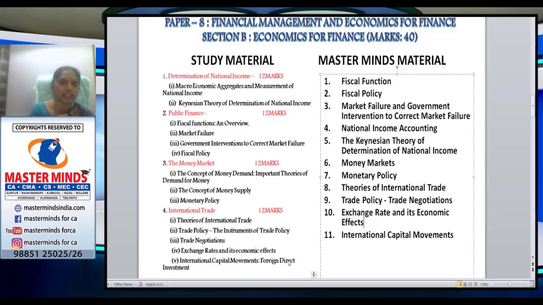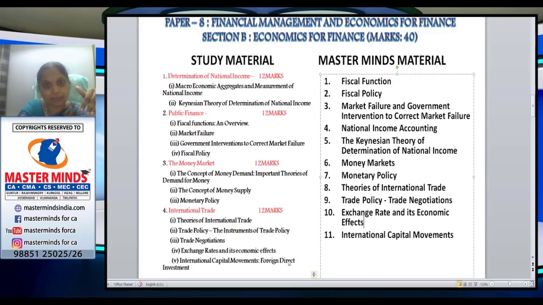The last chapter of this paper, Economics for Finance, is international trade. In international trade, we have 4 units. The first one is theories of international trade, the next one is trade policy, the next is trade negotiations, the last but one is exchange rates and their economic effects, and the last one is international capital movements. Here we discuss foreign direct investments and foreign portfolio investments. These are the 4 chapters provided in our board material.